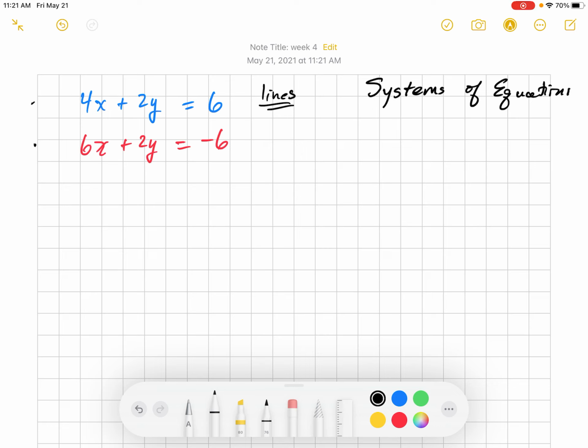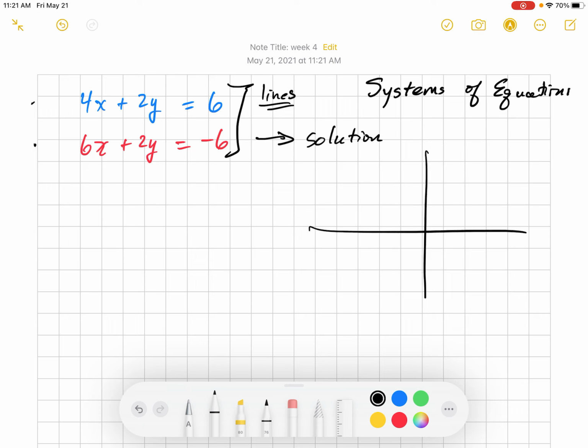And when we talk about the solution to these, what is the solution? That is simply its point of intersection, where there is an x-coordinate and a y-coordinate that sits on both lines. Now, in some cases it could be lots of points, but in most cases, if you think about it, lines intersect at a single point. And what we're trying to find is that single point, and that is our solution to the system of equations.